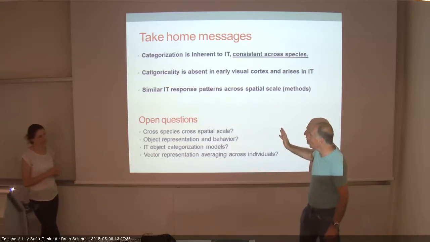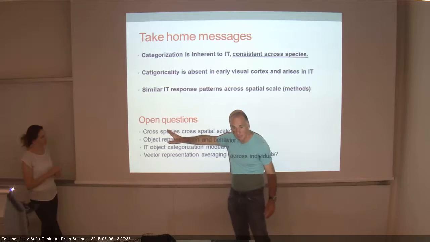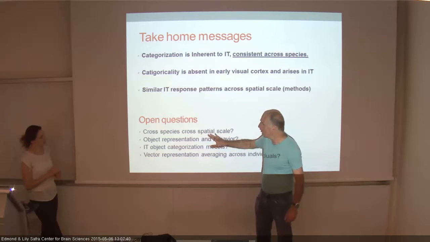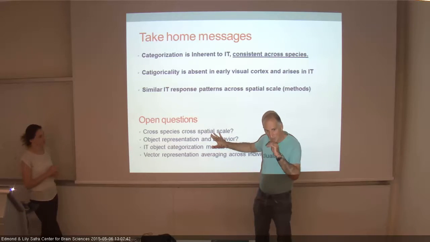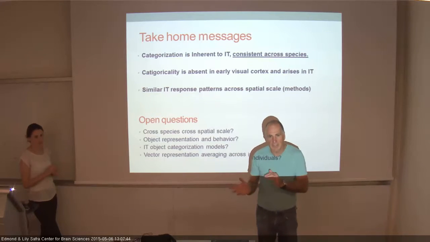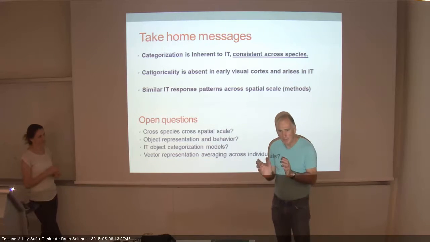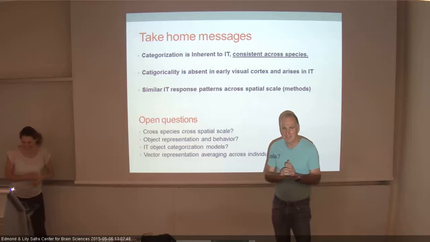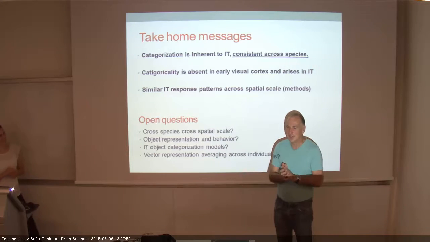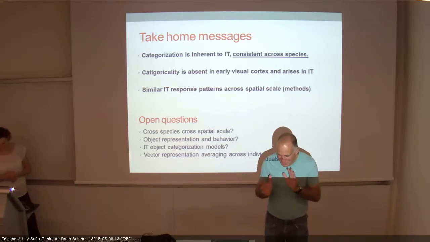People usually talk about this in terms of the cross-species issue, but I think that actually the cross-spatial scale is the more interesting one. Now, the cross-spatial scale: I mentioned something about fMRI, and since I'm doing fMRI, and you hear a lot of fMRI bashing, I want to point out another issue.